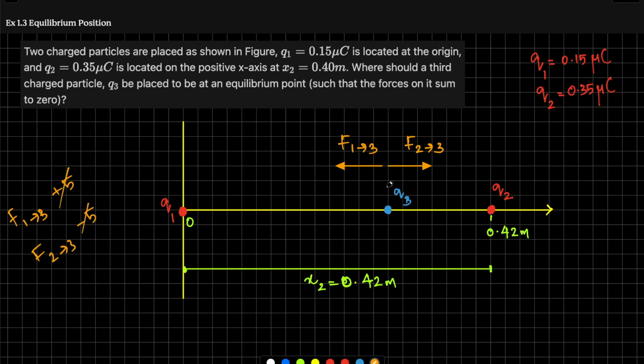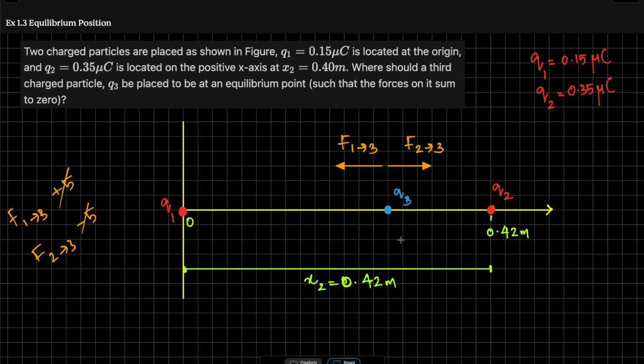So there is a chance, right? Okay, so that's why in my problem Q3 is in between Q1 and Q2. It can't be on the right side of Q2, it can't be on the left side of Q1 either. It should be in between Q1 and Q2. This is the reason for that. Okay, now let's solve it.